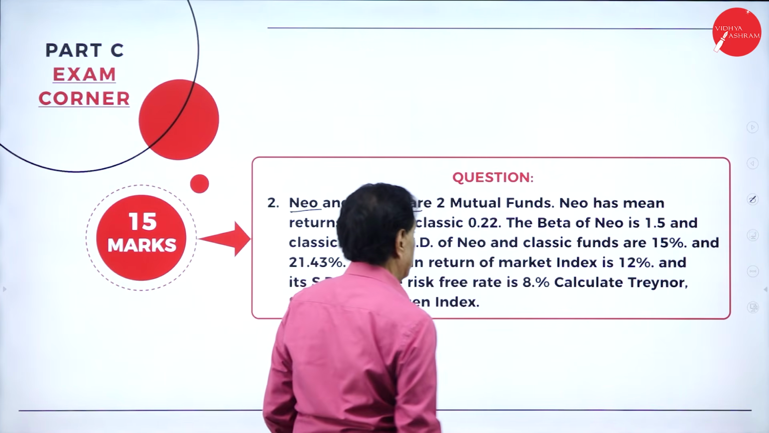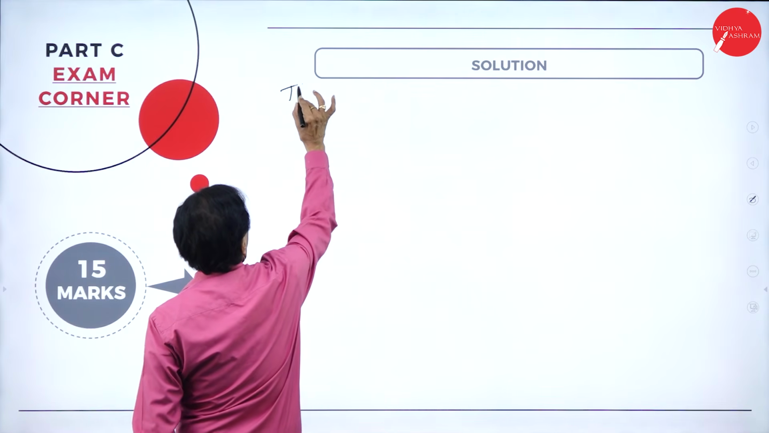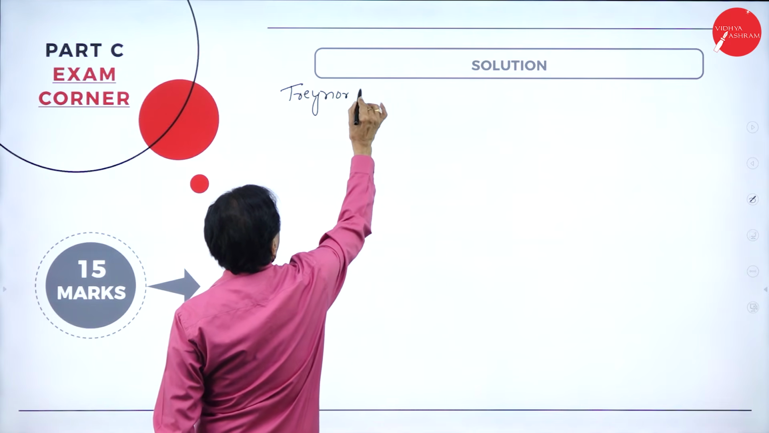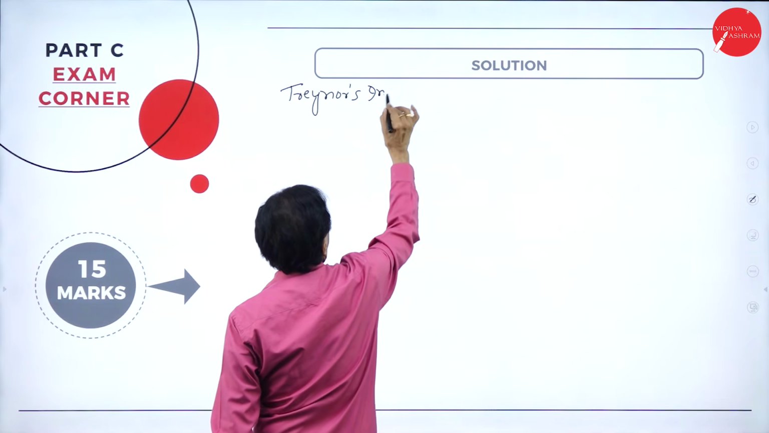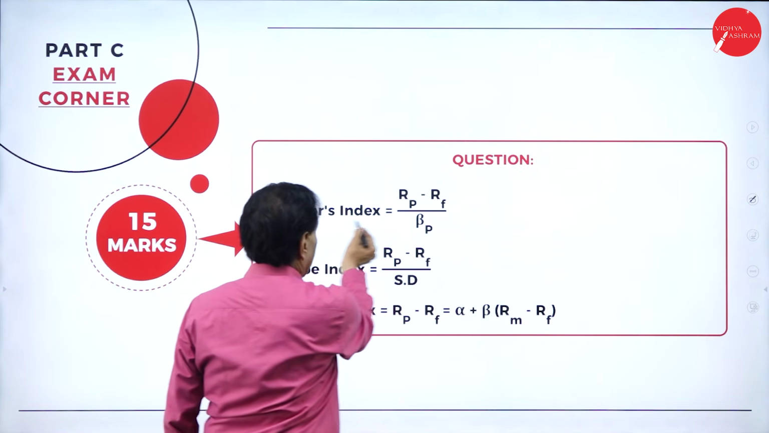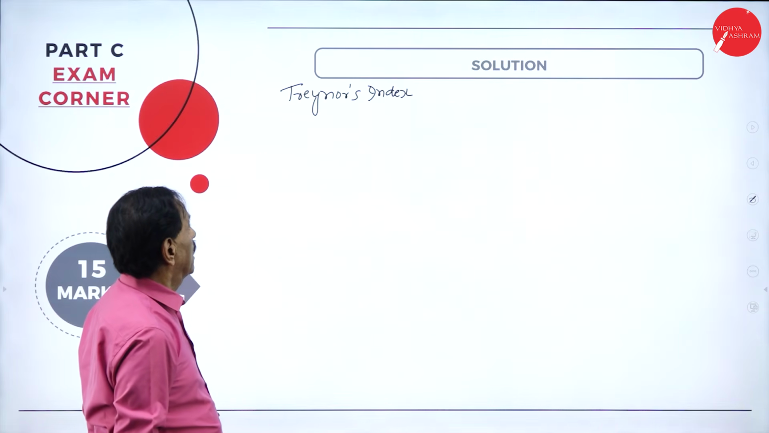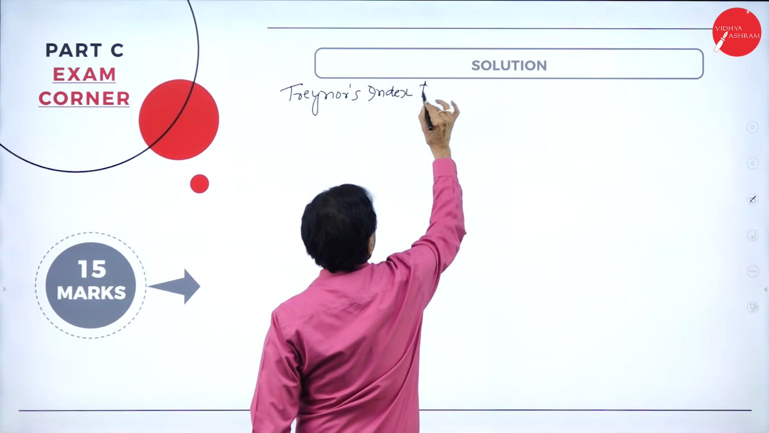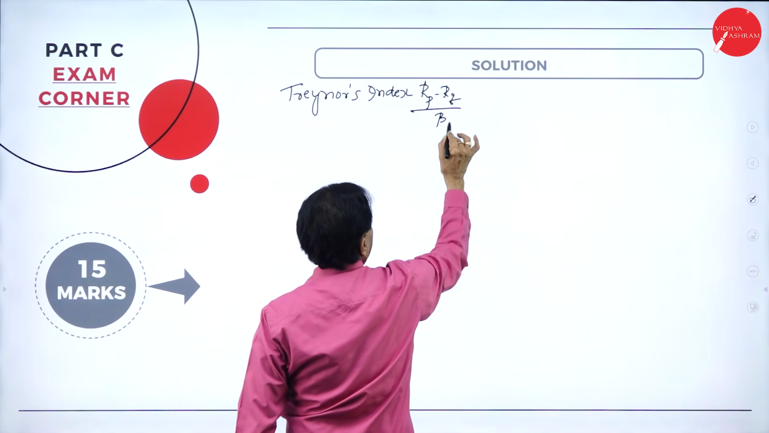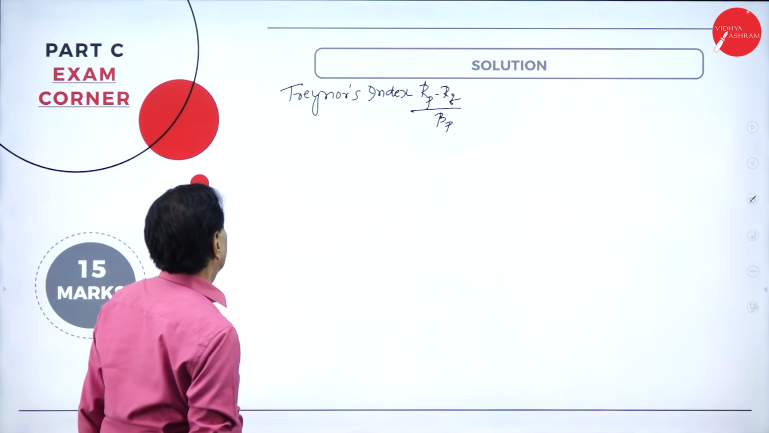We'll go one by one. Treynor's index. We have given the formula already. Here, RP minus RF divided by beta P. So we have got two funds. One is NEO. We'll go with NEO.